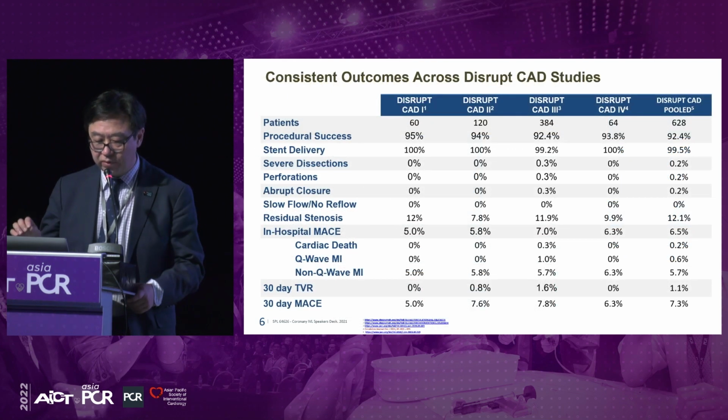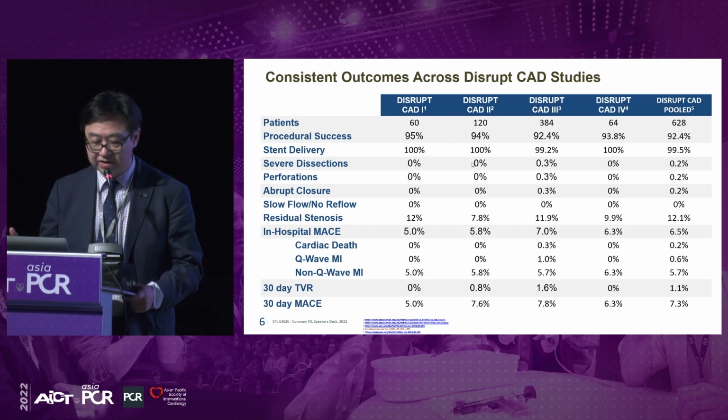Interestingly, across the board, there's a consistency of procedural success and stent delivery, so it works. There are also a paucity of problems, such as severe dissections, perforations, abrupt closure rates, and even no reflow, next to 0. Residual stenosis, well, that's just related to that procedure and before stenting. In-hospital MACE events are very acceptable, consistently in the acceptable range, around 5 to 6%.